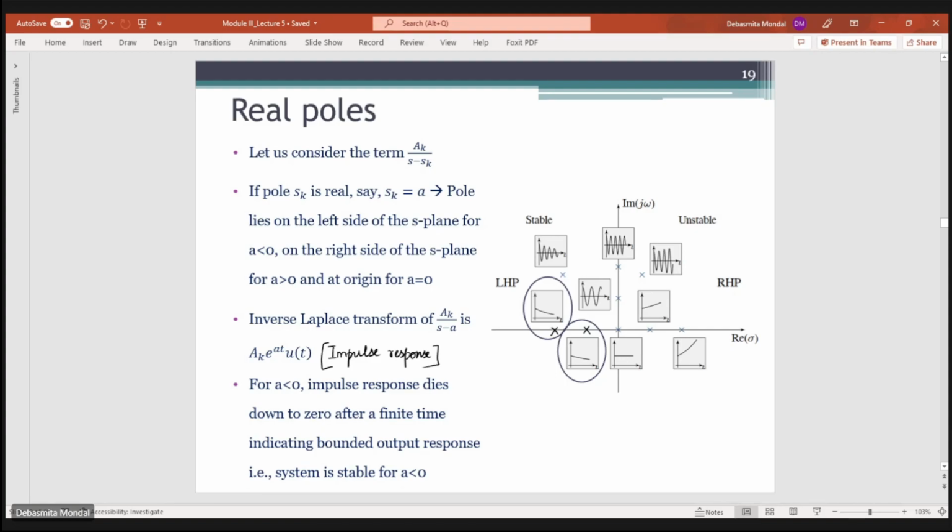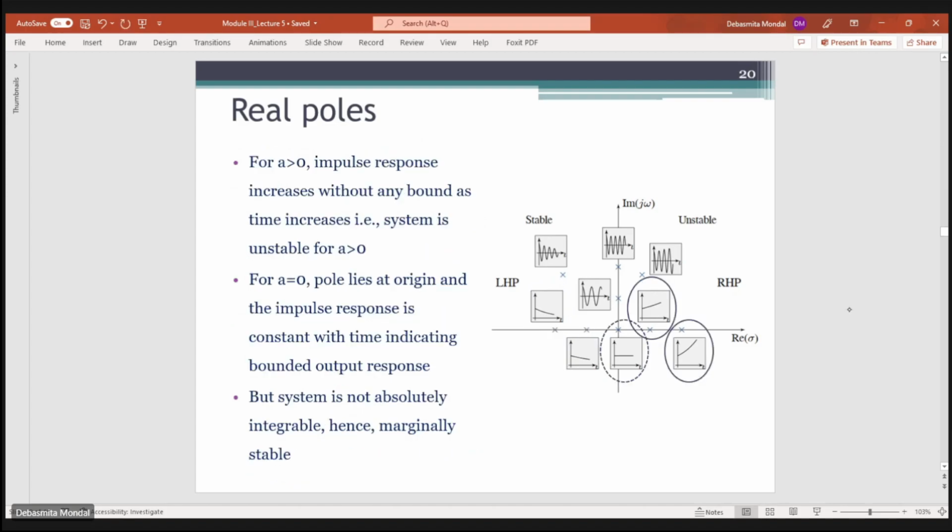Now, if the value of A is greater than 0, in that case, greater than 0 means the poles are lying on the right half of the S plane. So if the pole is lying over here, the impulse response will no longer have a negative exponential, it will have a positive exponential. So it will be e to the power at, and A being positive, this impulse response will keep on increasing with time.